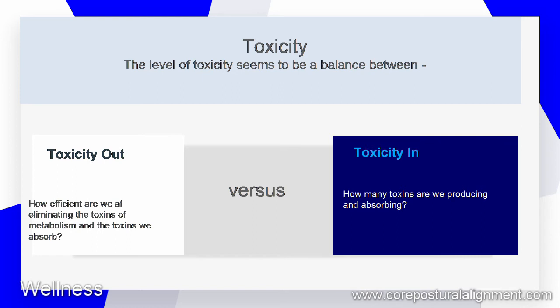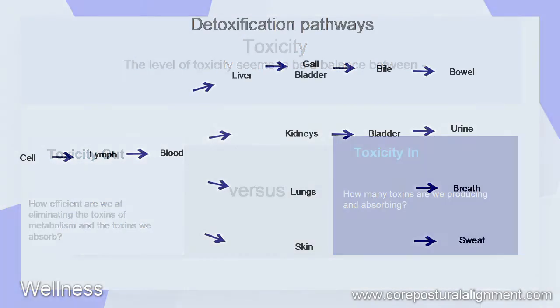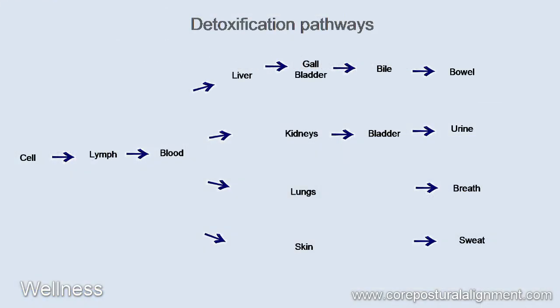So there's a pathway. The cell, during its metabolism, produces toxins. So we've got cellular toxins that need to pass out through the cell membrane into the lymph, then into the blood, and from the blood, toxins either go to the liver, kidneys, lungs, or the skin, and from the liver, it goes through the gallbladder, the bile, and exits via the bowel.